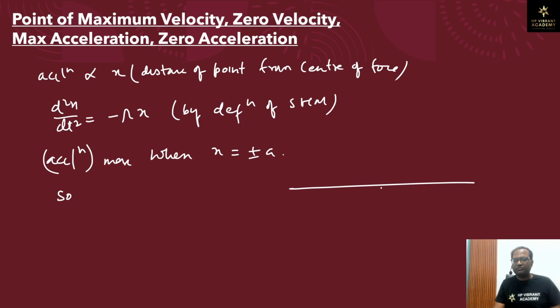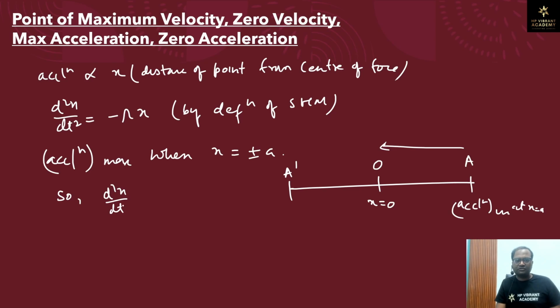So this is our motion. This is the center of force, x is equal to 0, and these are the extremities. So we have the motion from A to O. Considering this motion from A to O, acceleration is maximum at x is equal to a. So d2x upon dt square maximum is equal to mu into a. The magnitude of maximum acceleration is mu a.